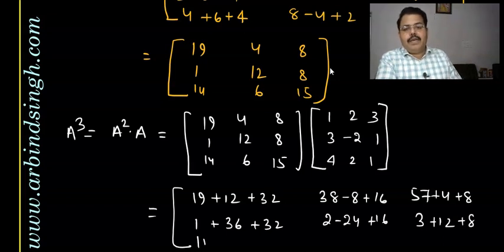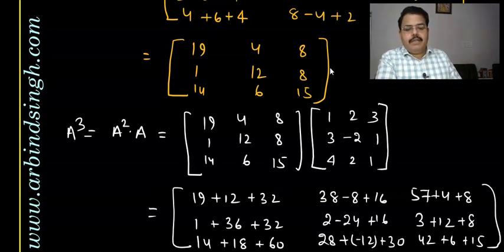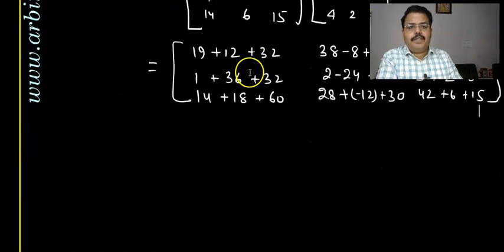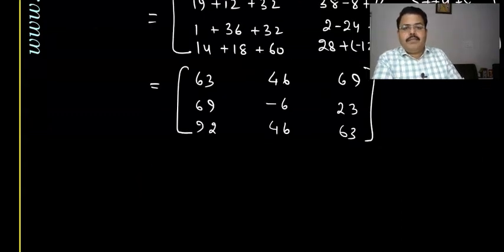Similarly 14 into 1 is 14, and 6 into 3 is 18, and 15 into 4 is 60. Similarly, 14 into 2 is 28, 6 into 2 is 12, minus 12, and 15 into 2 is 30. Similarly, 14 into 3 is 42, plus 6 into 1 is 6, and 15 into 1 is 15. If I calculate all this, then what will come? See, the output will come after adding all this.